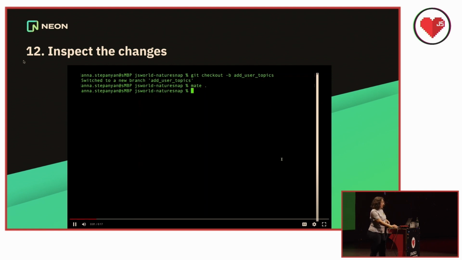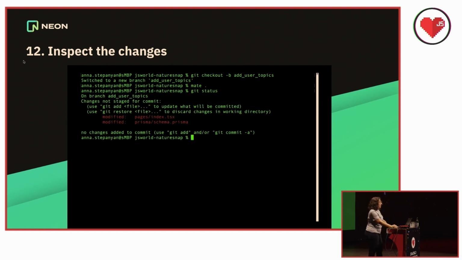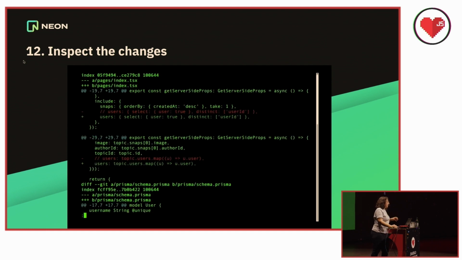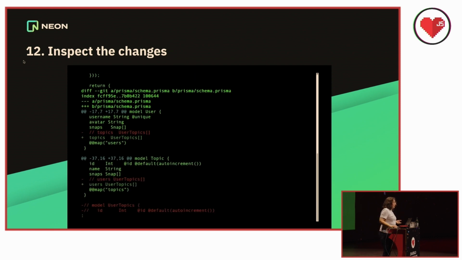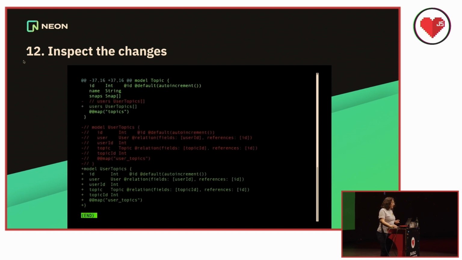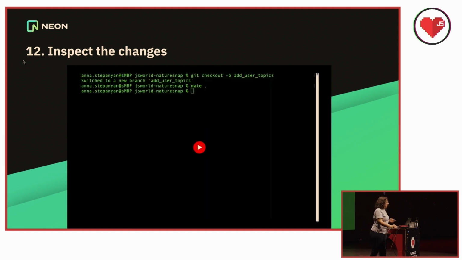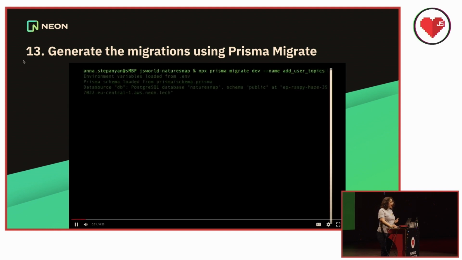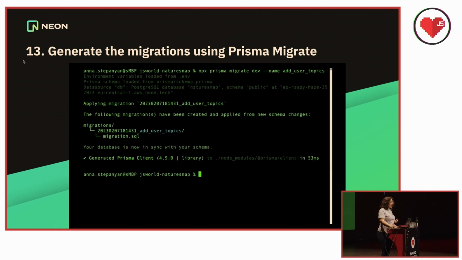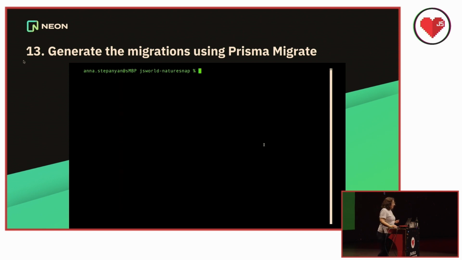Specifically, the code changes I'll be making are some UI changes to start showing those new connections between users and topics, but also I need to modify my Prisma schema. So in the diff here, you can see me uncommenting some stuff that I got ready before this presentation. The next step: generate the migrations with Prisma Migrate, because I want to evolve my app. I want to evolve its schema.